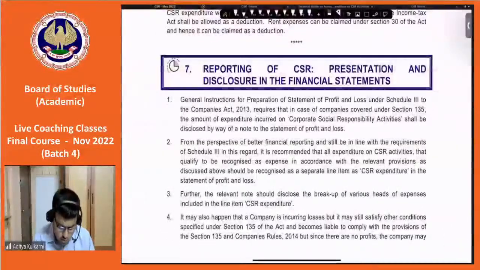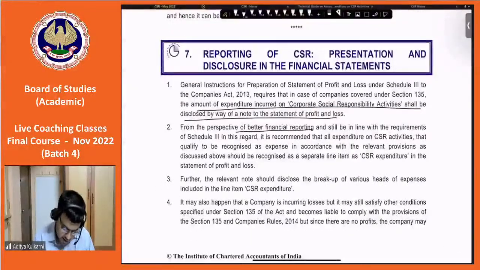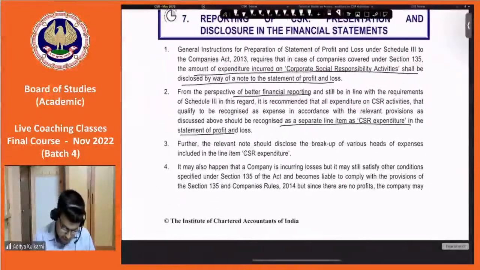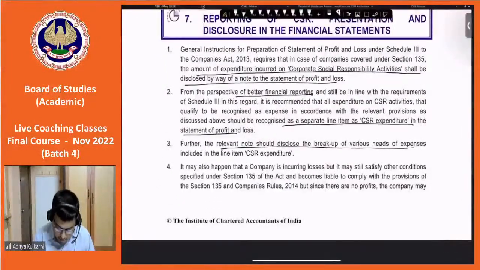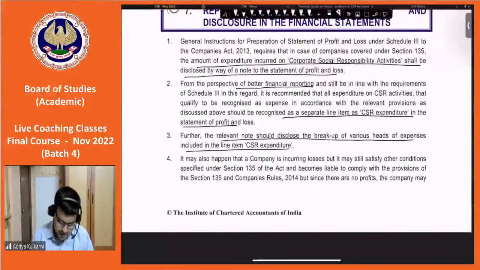Okay, what will you present in the financial statements? How are you going to present? You will have to show that amount of expenditure incurred on CSR shall be disclosed by way of a note. So show it separately. For better financial reporting, show it as a separate line item in the statement of profit and loss. Relevant note should disclose breakup of heads of expense. How much you have paid to funds, how much you have incurred as expenditure, what you have paid, all these things you can do.